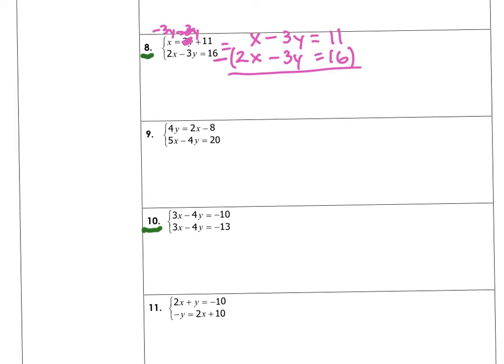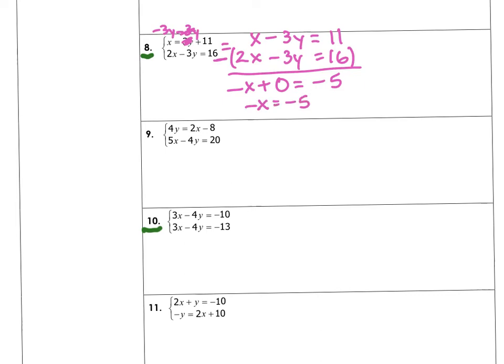So x minus 2x is actually going to give me a negative x. A negative 3y minus a negative 3y. That minus negative is going to become a plus, and this is negative 3y plus 3y, which will become 0. So I have plus 0, and this is equal to 11 minus 16. 11 minus 16 is negative 5. So in its simple form, negative x equals negative 5.